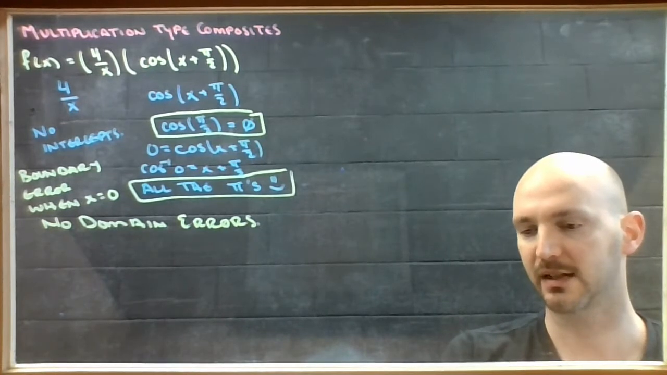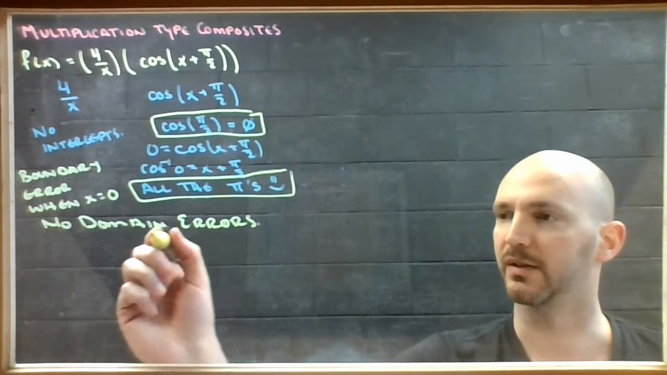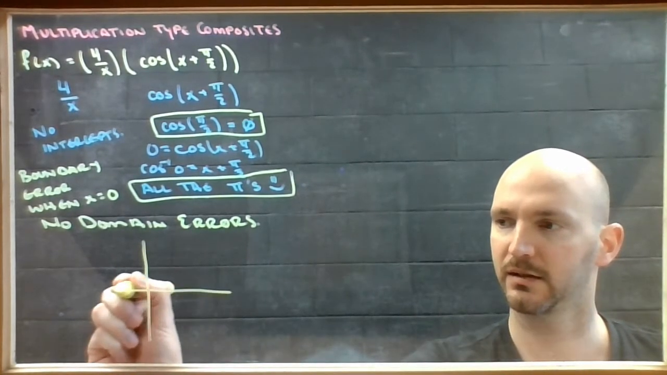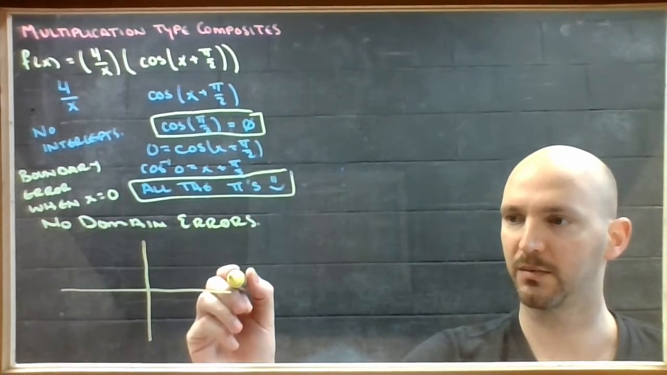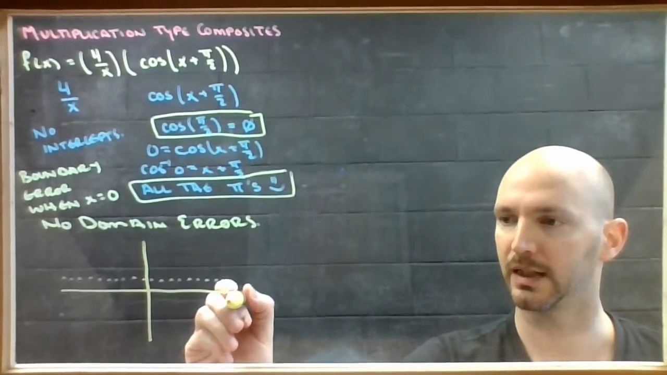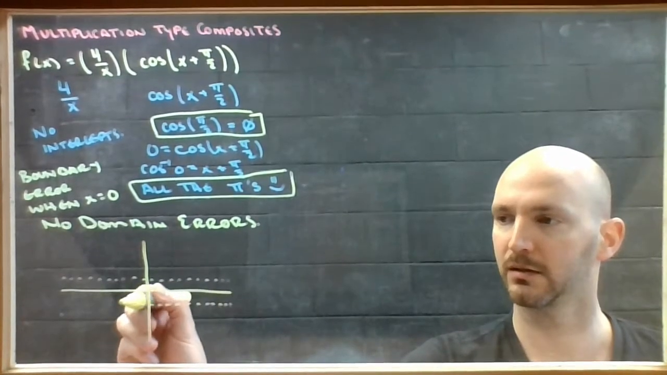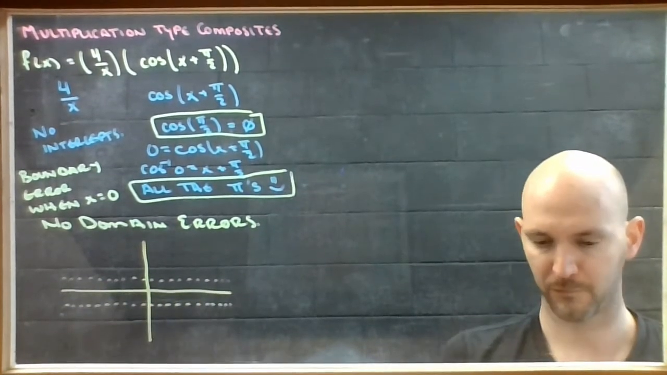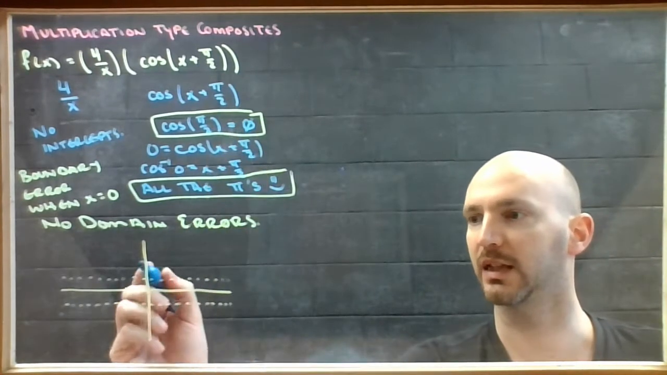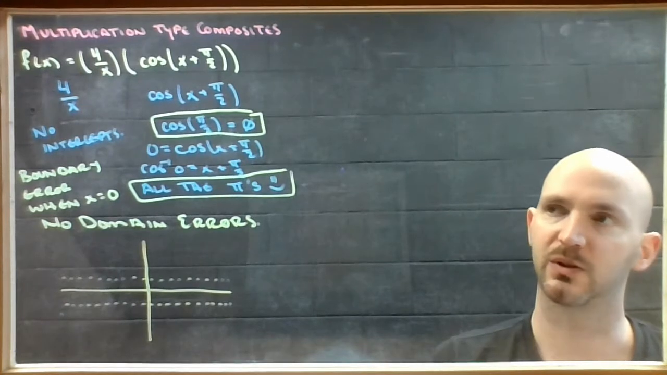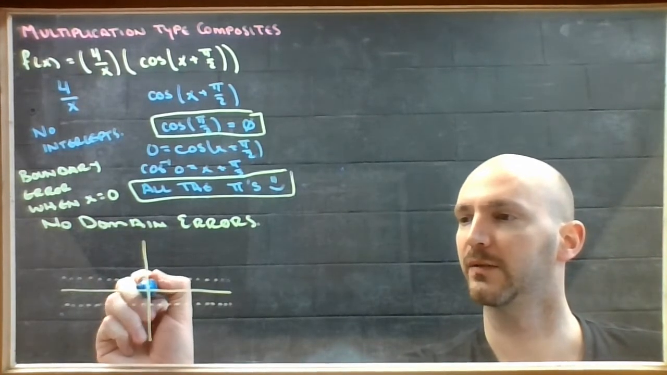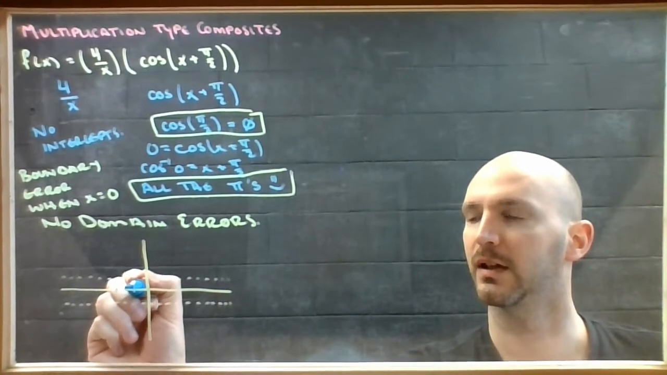And sketch the two pieces on the grid. So if I just draw in a cheap little x and y axis. Now cosine wibble wobbles between 1 and negative 1. And it's been shifted pi over 2 to the left. Pi over 2, 3.14 divided by 2 is about 1.5. So that's about here.